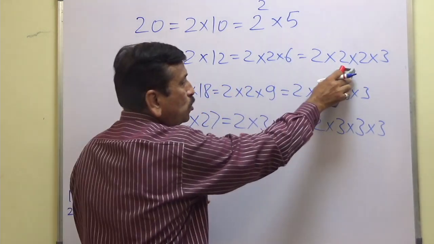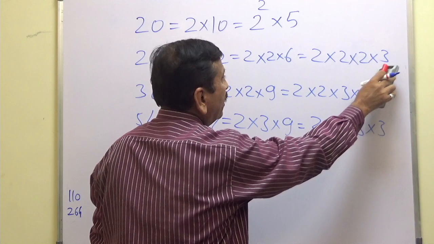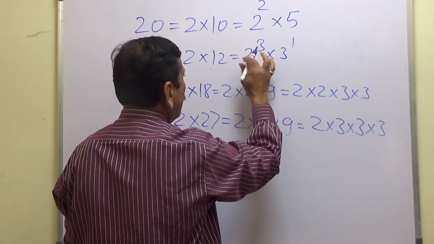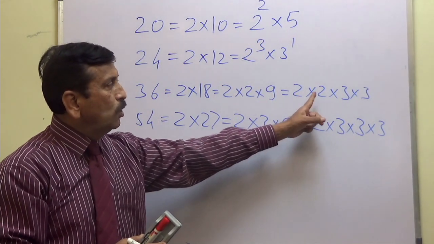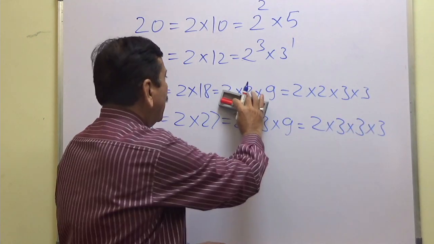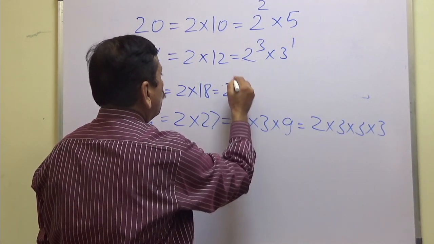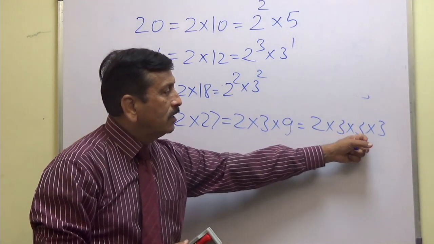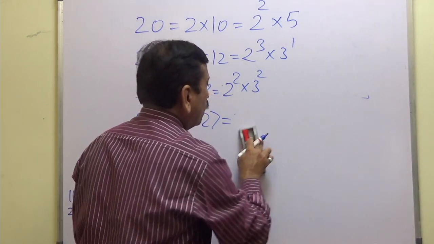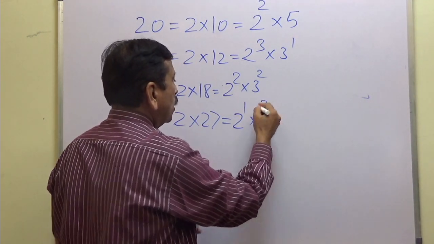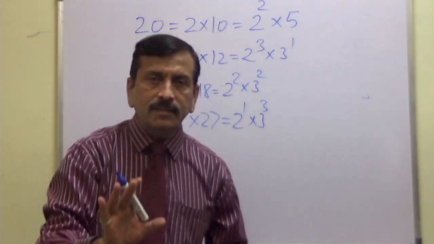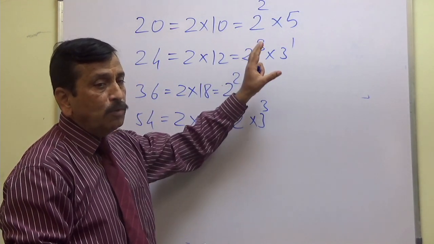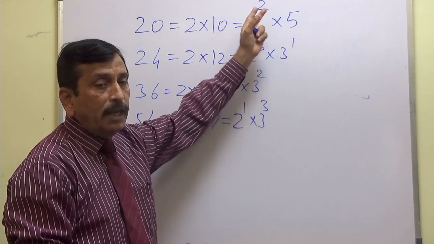Then the next factorization is 2 raised to 3 and 3 raised to 1. Here the factors are 2 raised to 2, 3 raised to 2. Now here it is 2 raised to 1, 3 raised to 3. What I have done is simply obtain the prime factors and then express them in powers of the prime factors. Then I would like to make all the factors appear in all the factorizations.